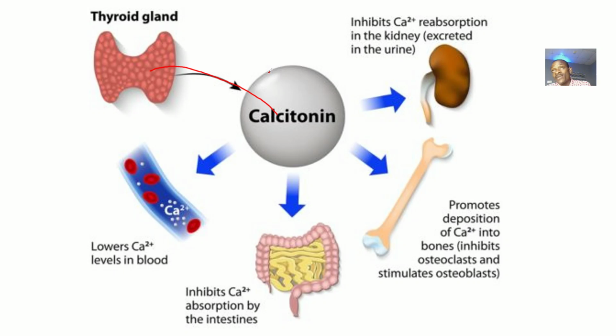What are the effects of calcitonin on calcium in the body? All right. So calcitonin can lead to decreased calcium reabsorption in the kidney. You know that calcium is reabsorbed in the proximal convoluted tubule. So calcitonin will now stop reabsorption, so now more calcium will be removed through urine.